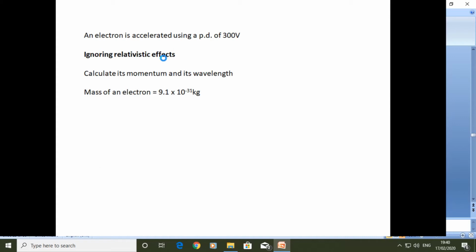Here's a question for you to have a go at. An electron is accelerated using a PD of 300 volts. Ignoring relativistic effects, calculate its momentum and its wavelength.